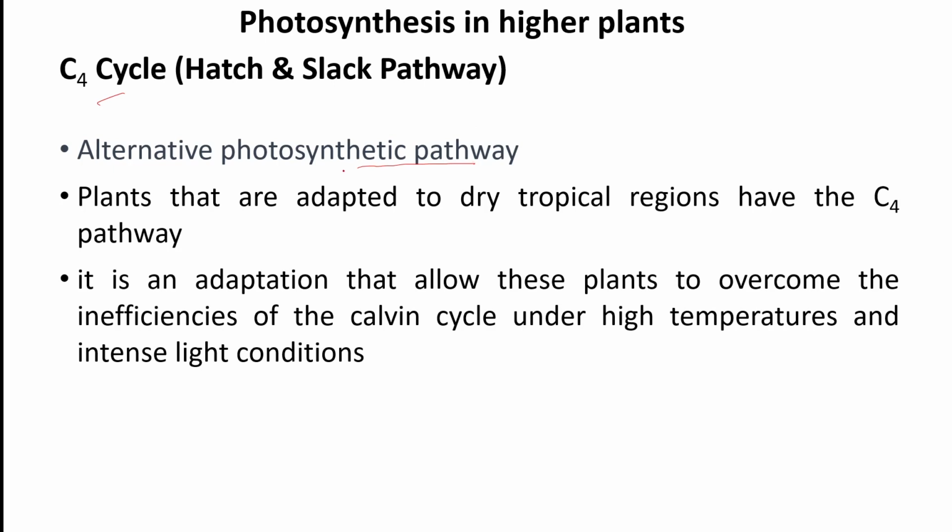Okay, and where does it happen? It happens in the plants which reside in dry tropical regions or in semi-arid regions. So we can say it is an adaptation to these dry or semi-arid regions. The C4 cycle is an adaptation that allows the plants residing in the tropical regions to overcome the inefficiencies of the C3 cycle under high temperature and intense light conditions.